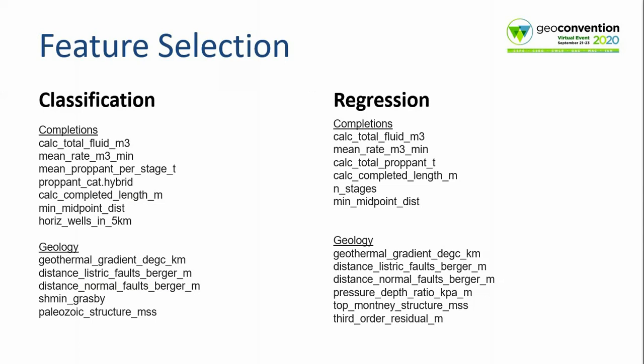The selected features captured several different feature categories, including, for the completions, fluids, proppants, well design, time, and well development density, and for geology, depth, temperature, distance to faults, structure, stress, and pressure. Interestingly, time, including stage duration and frac duration, didn't end up being important in any of the models. We think maybe this is because this is a very operational parameter which might be controlled by things like equipment availability, etc. But that's sort of just a guess on our part.